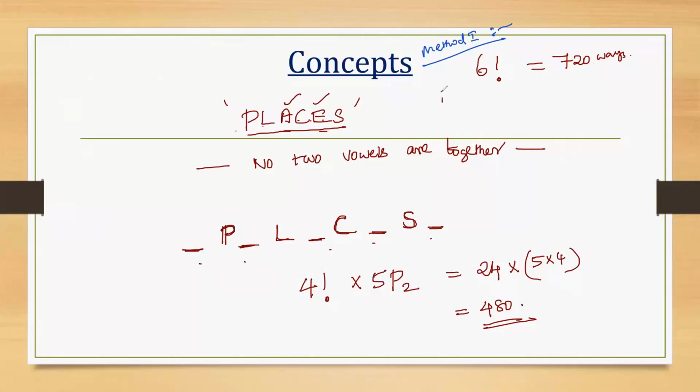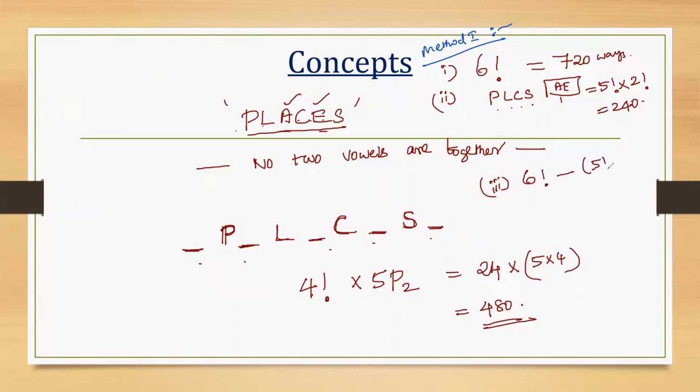Next condition is vowels always together. Then you can write like this, right? P, L, C, S, then A, E together. In that case, 1, 2, 3, 4, this one is 5. So 5 factorial into 2 factorial. So you will get 240. Okay. The vowels never together. Never together means you subtract the vowels together from the overall number of ways. If you subtract these two, you will get the vowels never together, right? So 480.